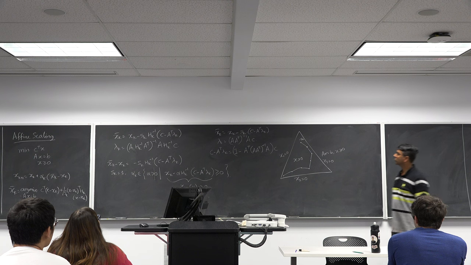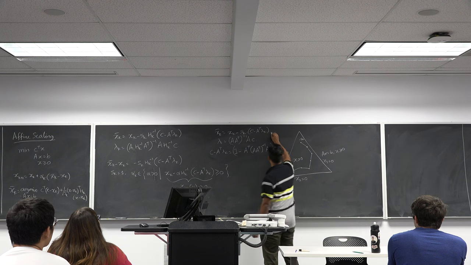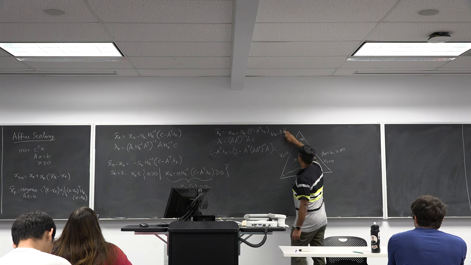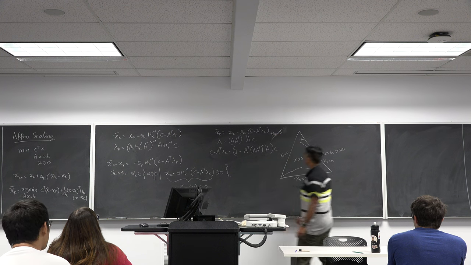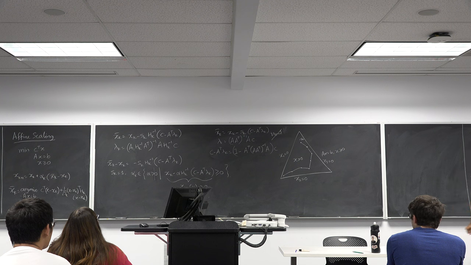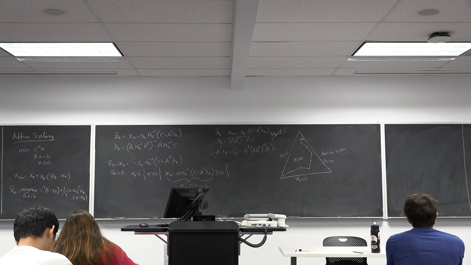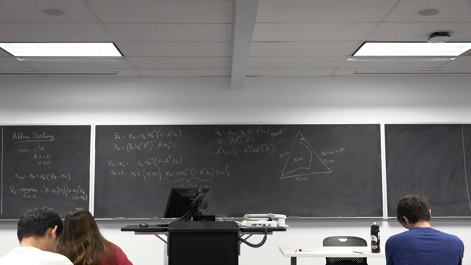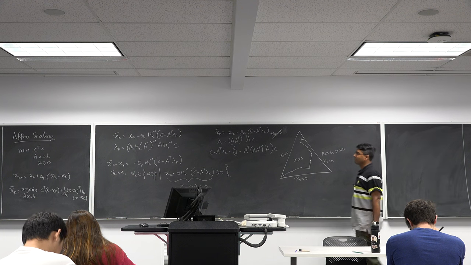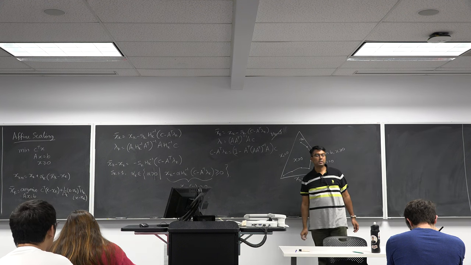So with H_k equals identity, I have a problem. I can't take H_k equals identity, because my x bar k minus x_k is just a constant vector. It's not really moving in any direction. Any other thoughts?